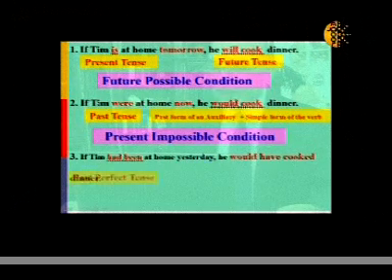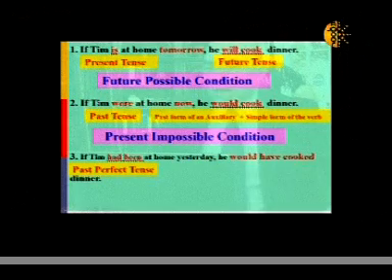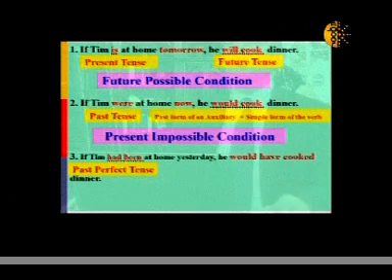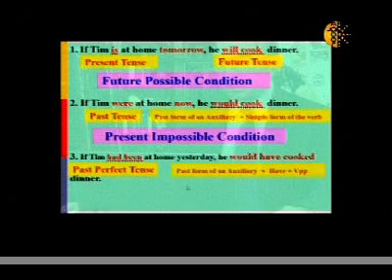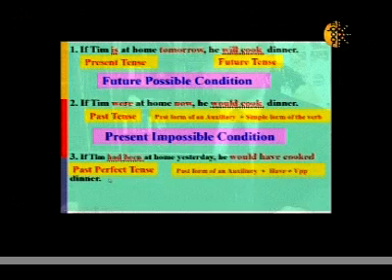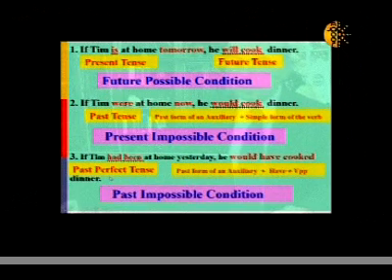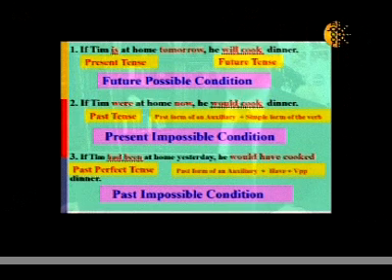If Tim had been at home yesterday, he would have cooked dinner. So to use it for the past, you use past perfect. You say had been. He would have cooked dinner. You use would plus have plus verb PP. It means what? He was not at home yesterday and he did not cook dinner. Now, this is what? The past impossible condition.